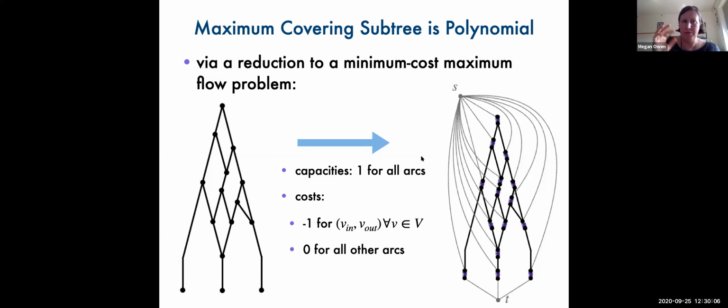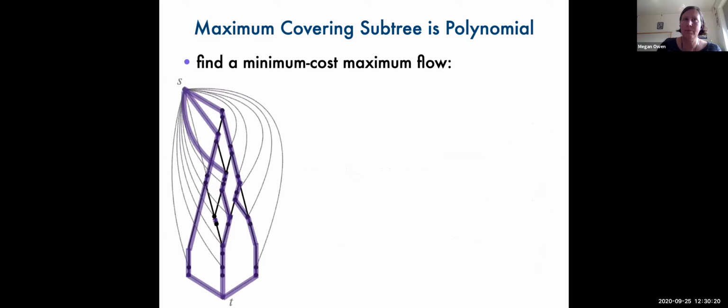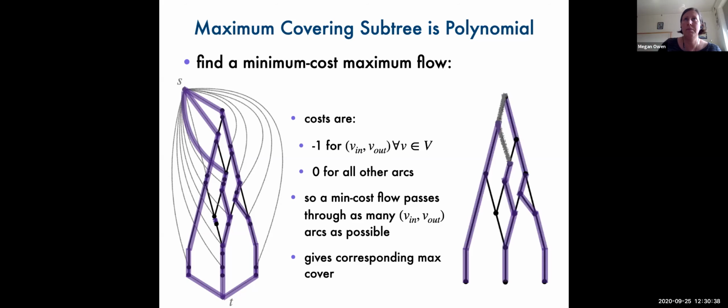Okay, so there are some proofs in here, but it was a very short paper. And I think it should be fairly obvious that this seems like a reasonable thing to do. So now that you've set up your network, you run an algorithm to find the minimum cost maximum flow in it. So let's say this purple one here. And then you just have to convert it back to your covering subtree.